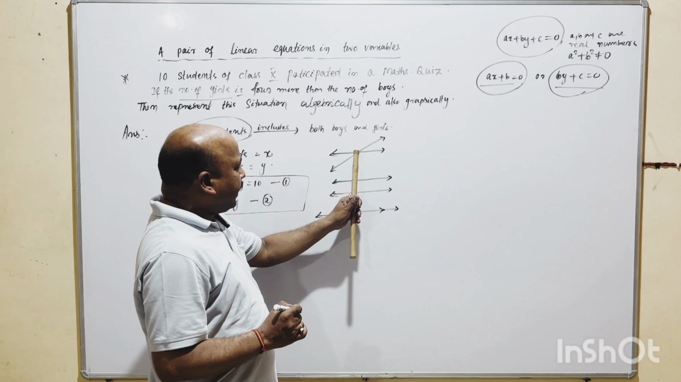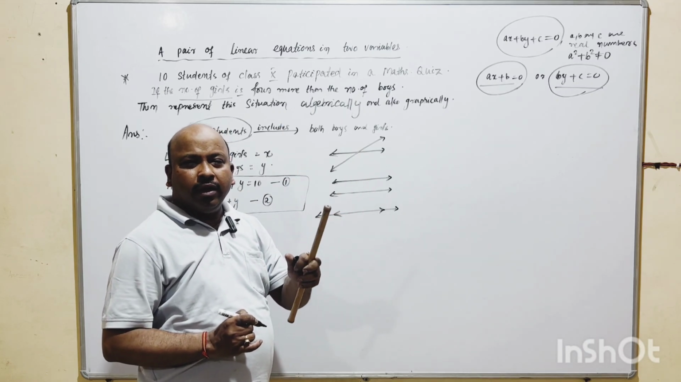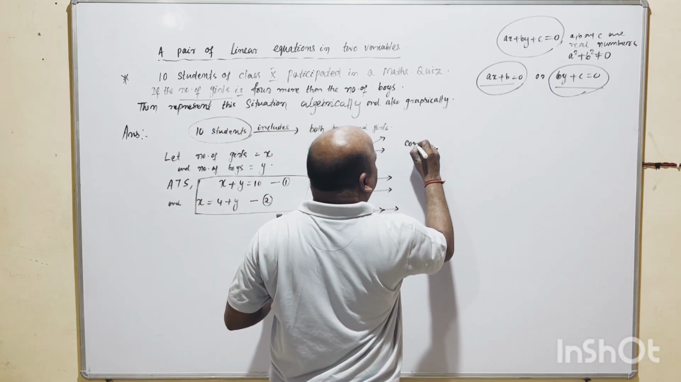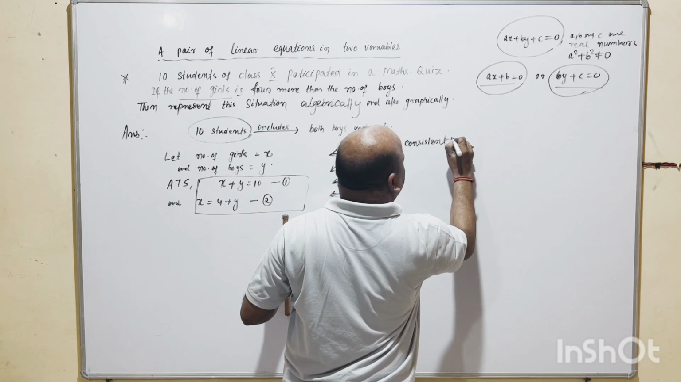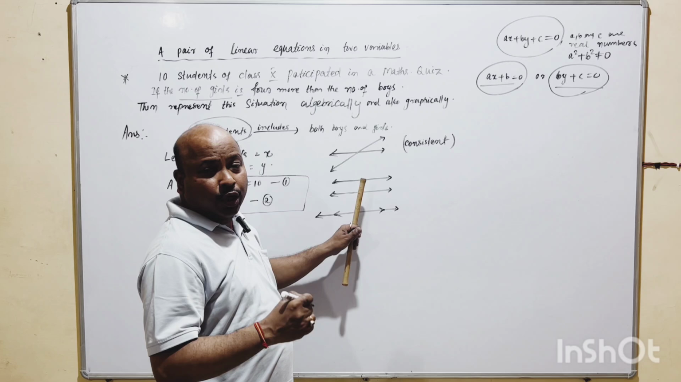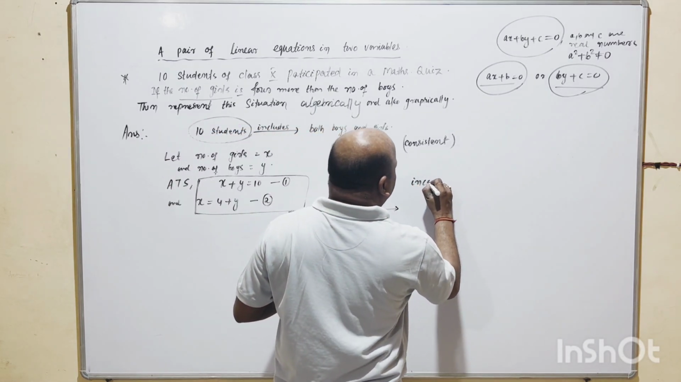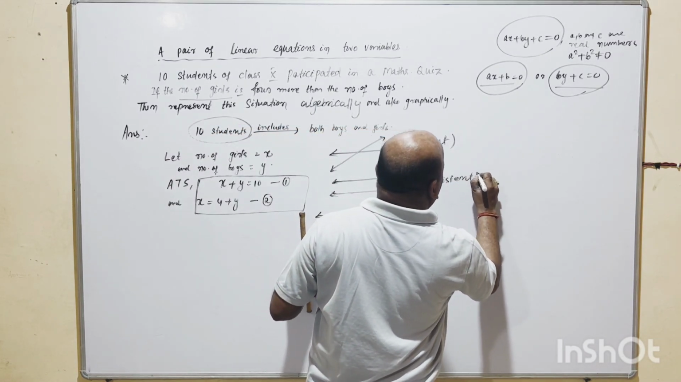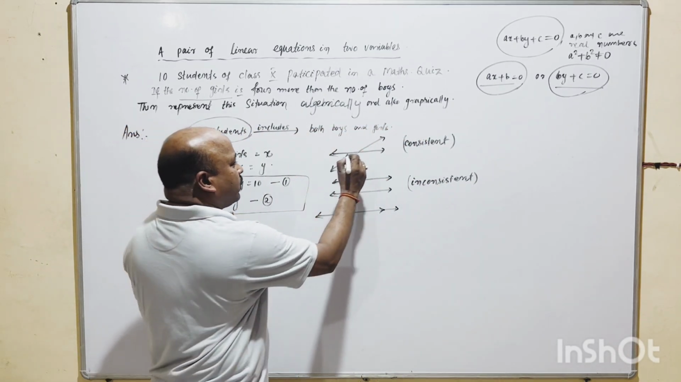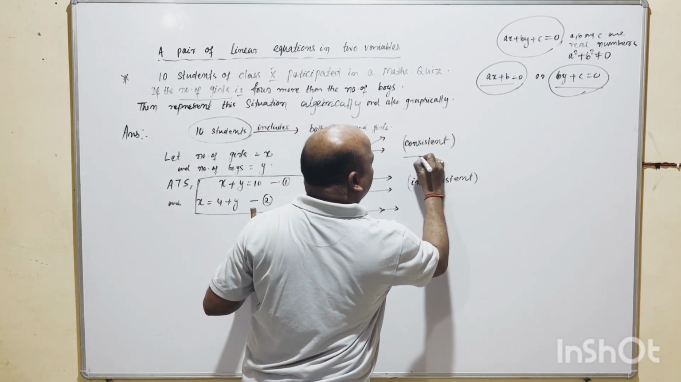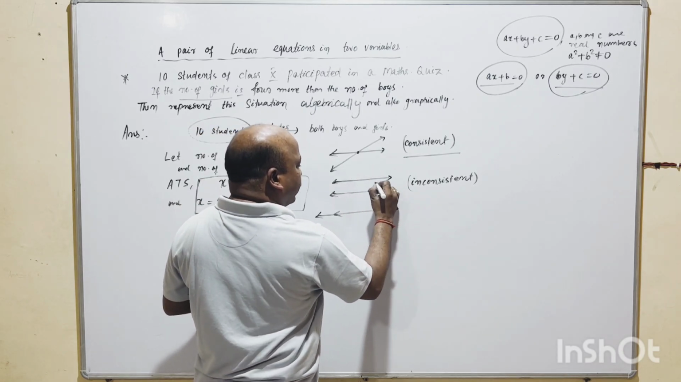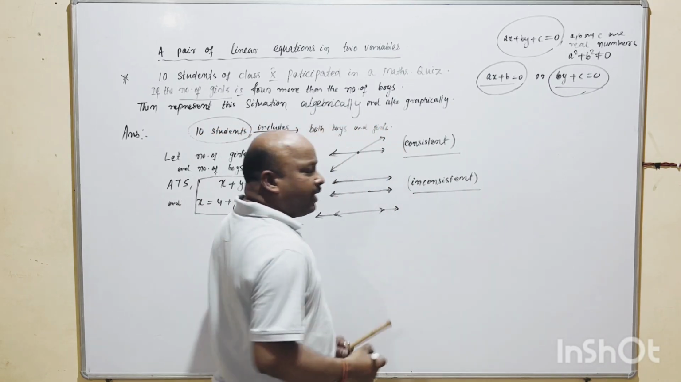If a pair of linear equations in two variables has a solution, then we say that it is consistent. Consistent, right? If a pair of linear equations has no solution, it is known as inconsistent. It is known as what? Inconsistent. Here these two lines intersect with each other, so they have a solution, and that is why it is known as consistent. Here these two lines are parallel with each other, so they have no solution, so it is known as what? Inconsistent.